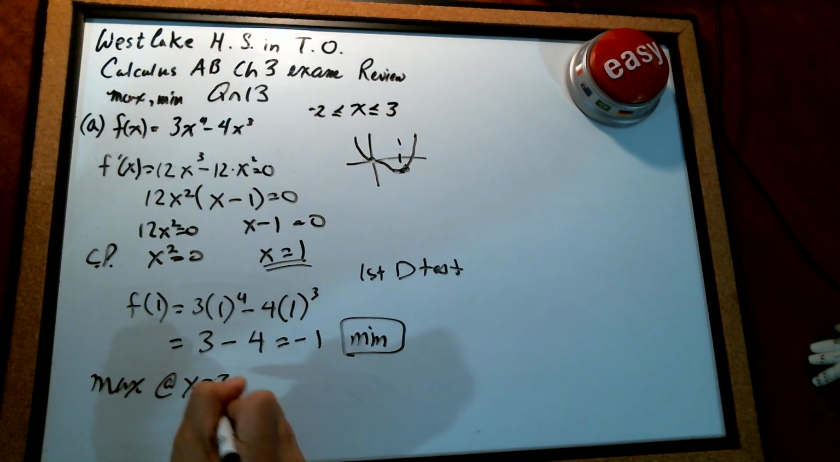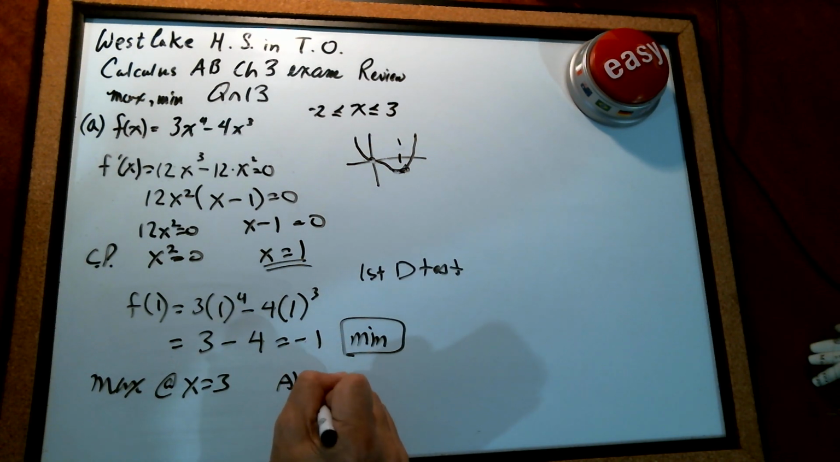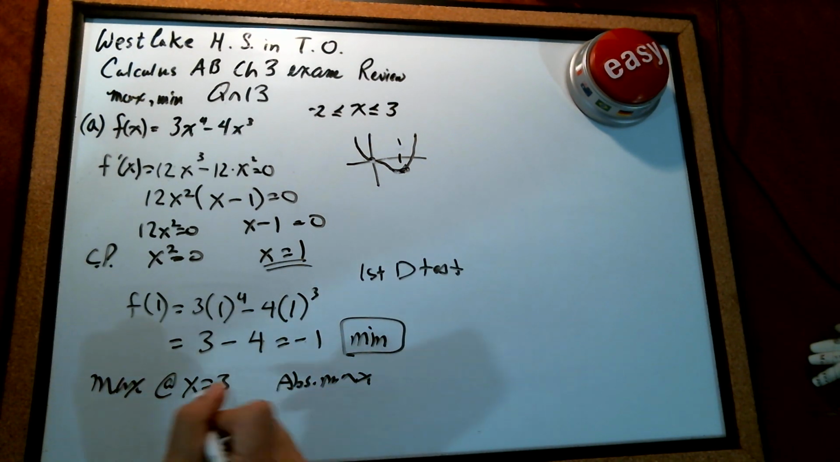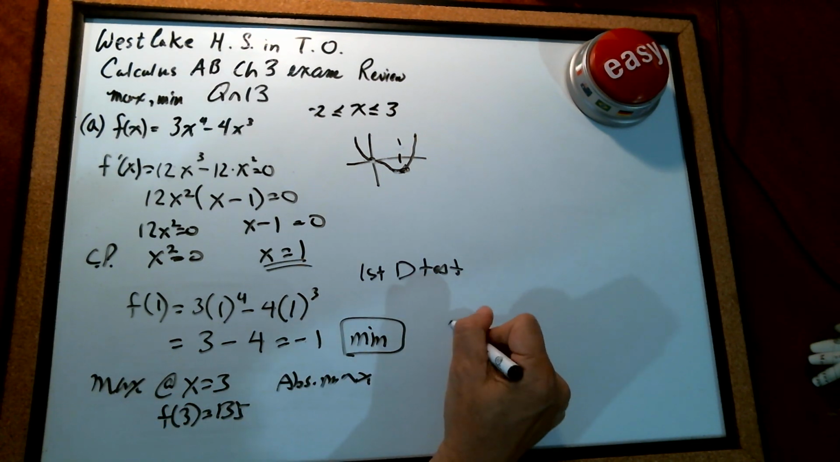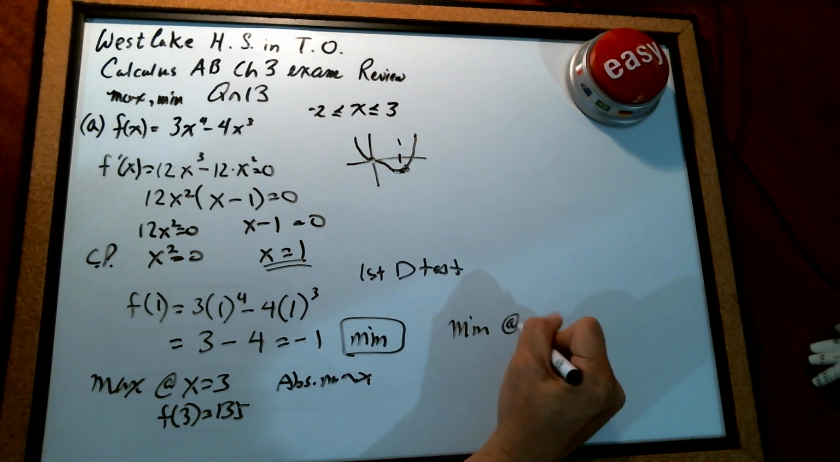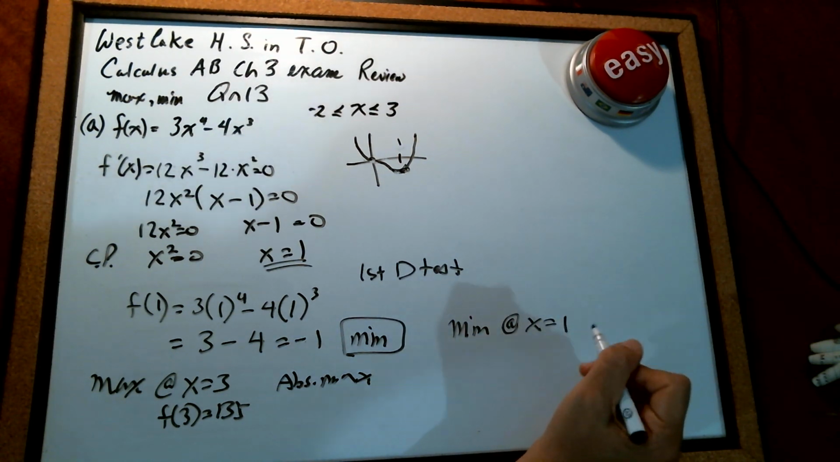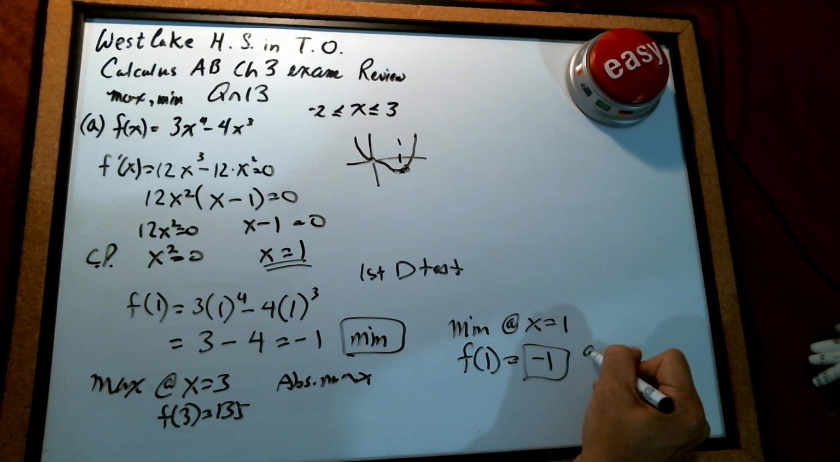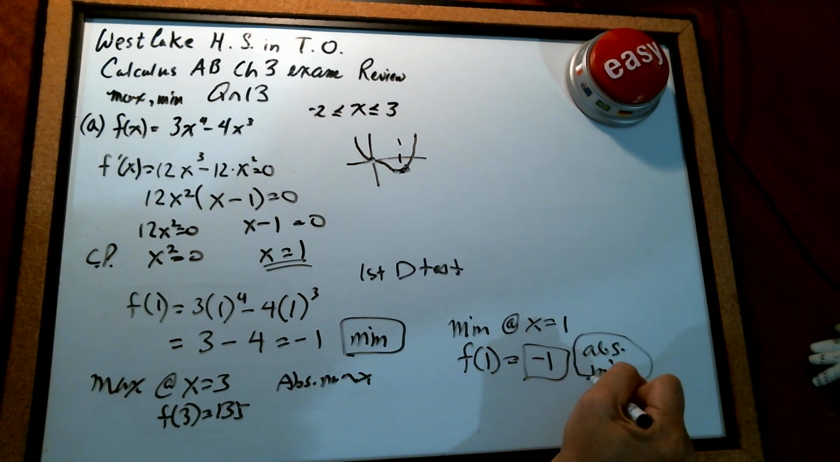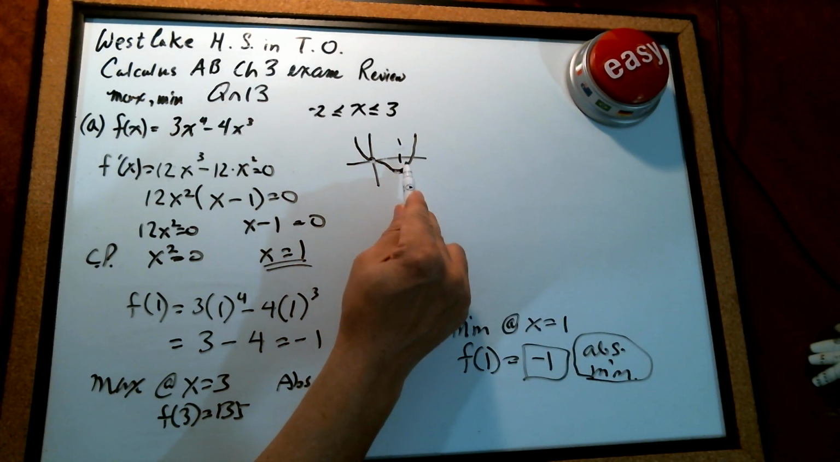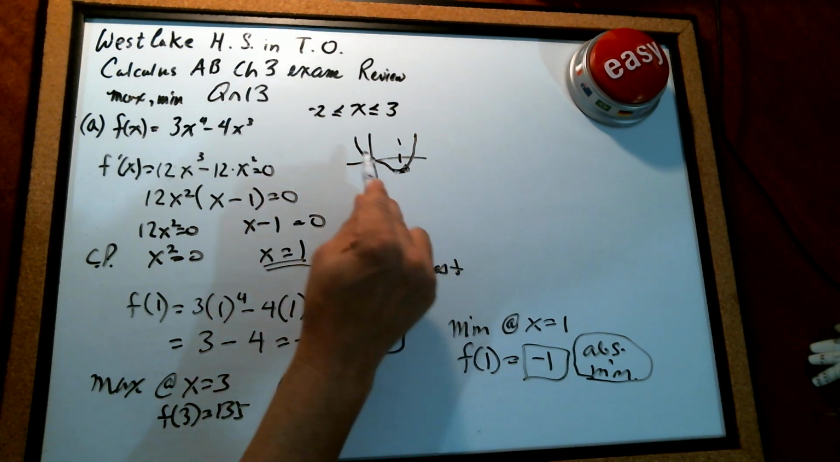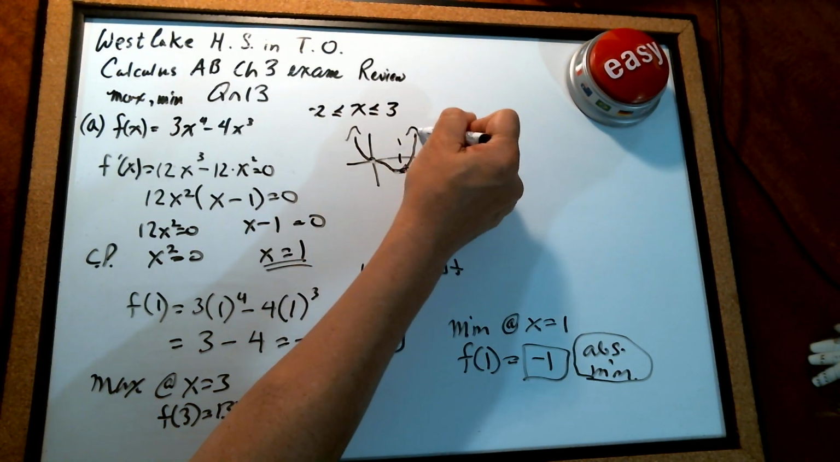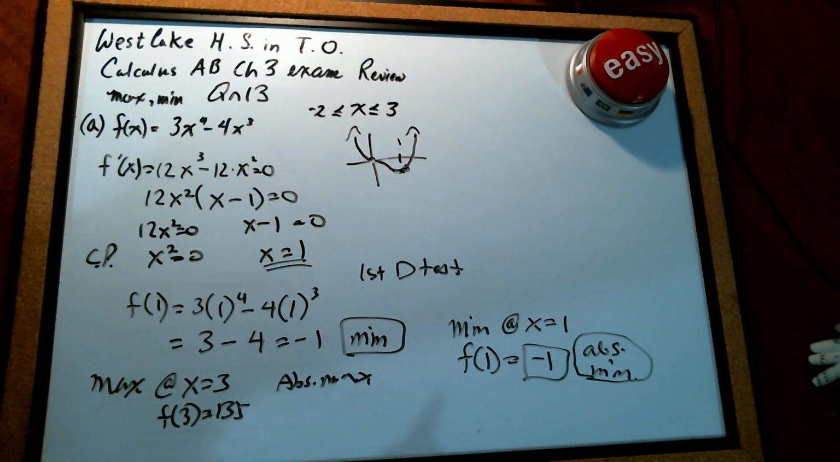At x equals 3, absolute max, and f of 3 was 135. And the minimum was at x equals 1, and my f of 1 turns out to be negative 1. That's my absolute minimum. And there it is. At x equals 1, my absolute minimum was negative 1. And since it goes up forever, you have to check the endpoints.